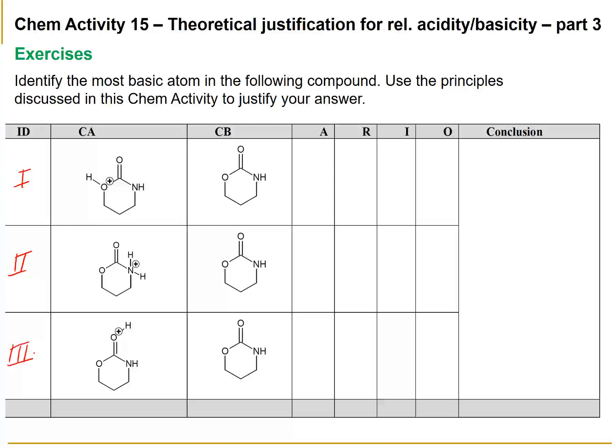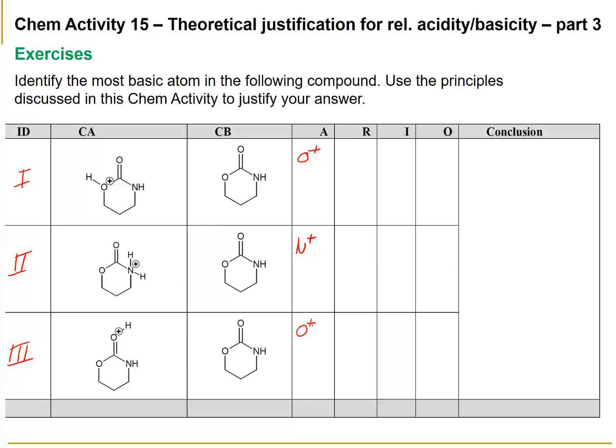Just like working with negatively charged conjugate bases and their relative stabilities, we will apply the ARIO template or the ARIO approach. First of all, looking at the atom effect, looking at the particular atom that bears the charge. In conjugate acid 1, we see that it's an oxygen that bears a positive charge. In conjugate acid number 2, we see that it's the nitrogen that bears the positive charge. And in looking at conjugate acid number 3, we see initially that it's an oxygen that bears a positive charge.